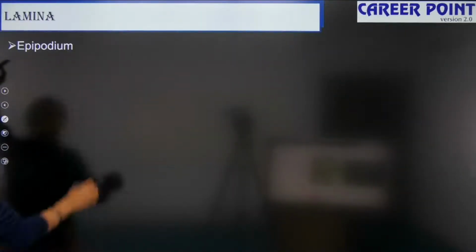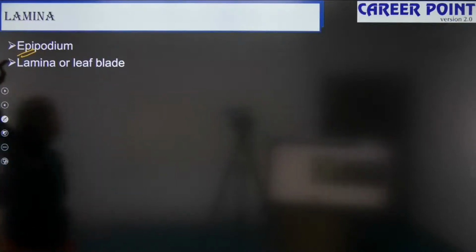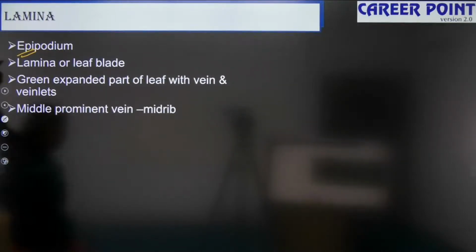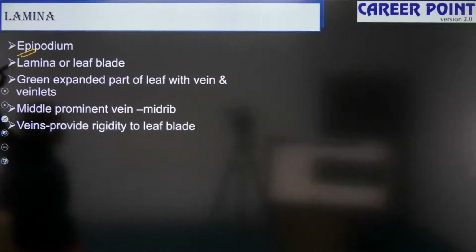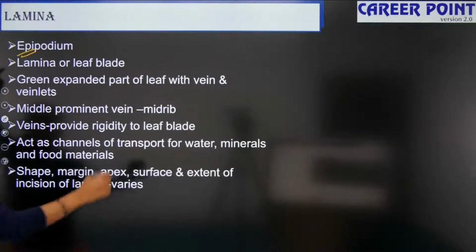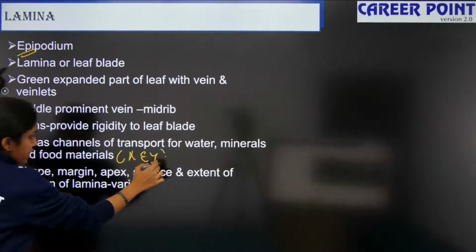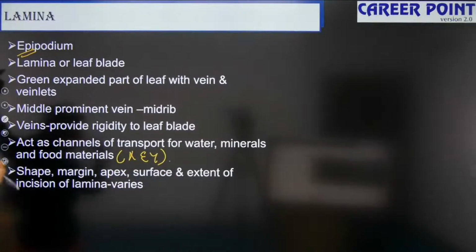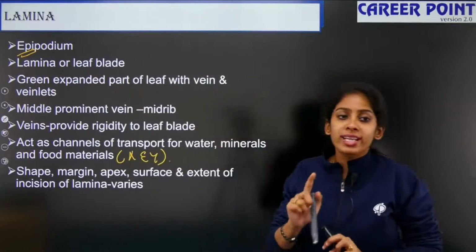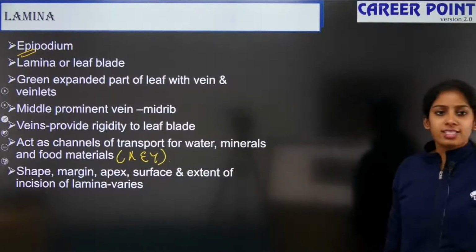The next one is lamina. Lamina is called epipodium. The lamina is also known as the leaf blade. The green expanded part of the leaf with veins and veinlets is your leaf blade. Here you also have a midrib. What is the function of a vein? It provides rigidity. It acts as channels of transport of water and minerals, because this is where your xylem and phloem are located. If you remember the structure of isobilateral and dorsiventral leaf, we spoke about xylem and phloem being associated with the veins of the leaf. That is why it acts as a channel of transport.